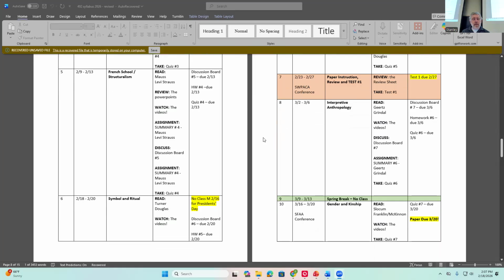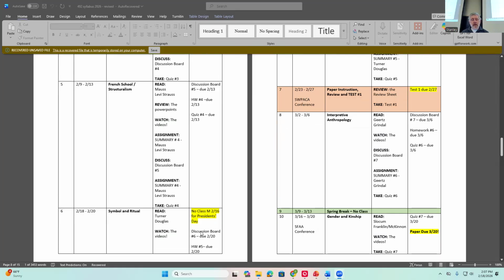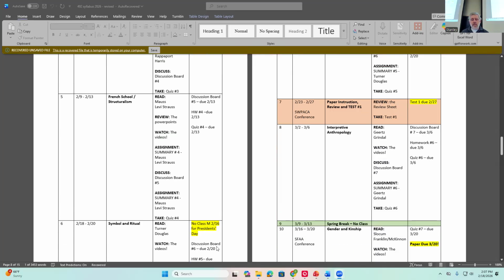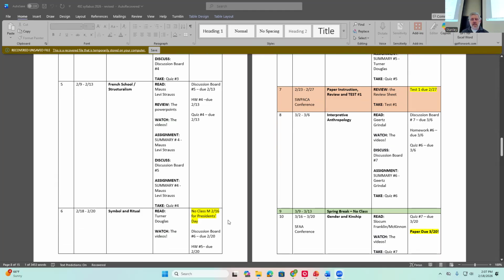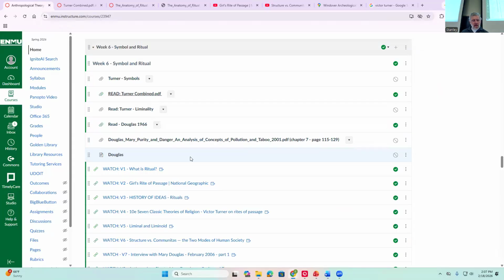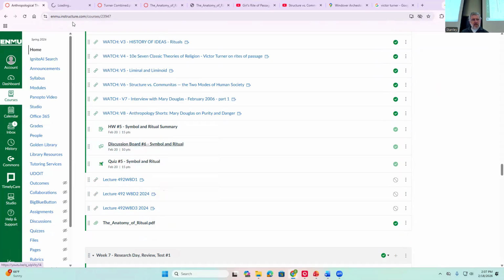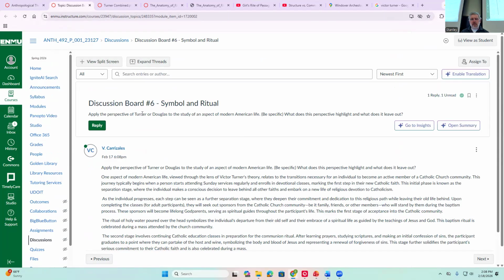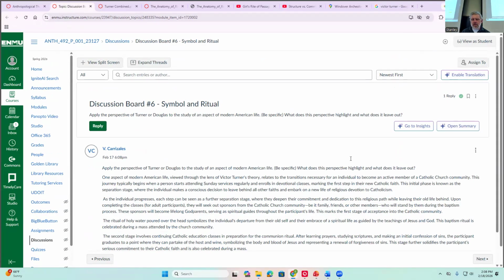So this week we got homework number 5, which is the same as always, your summaries and annotations. You've got quiz number 5, which again, the same as always, 3 questions that you answer. And then we got discussion board number 6 on symbol and ritual, which you'll do like we always do: apply the perspectives of Turner and Douglas to study an aspect of modern American life. What does this perspective highlight, and what does it leave out?